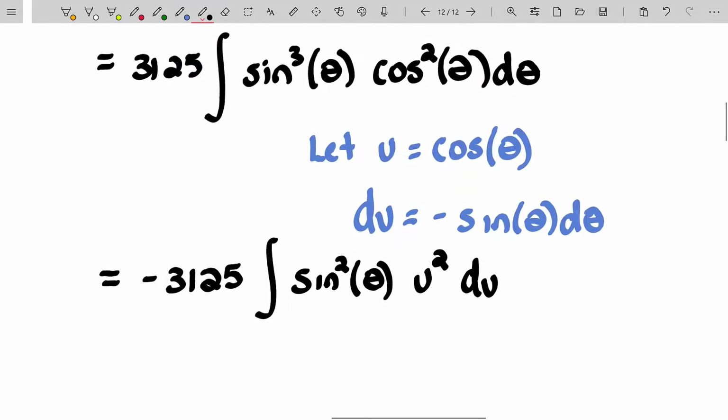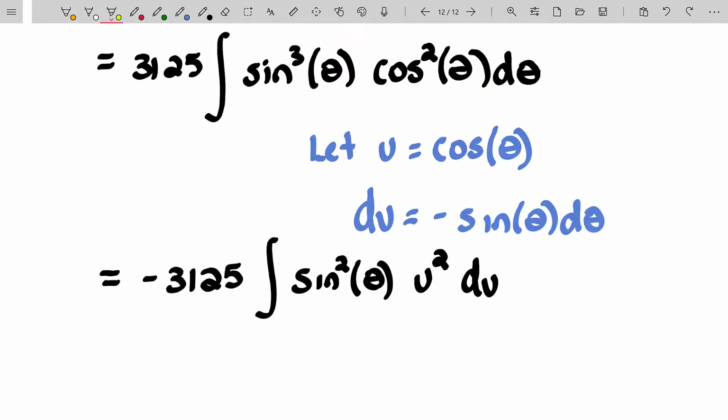And that's our result so far. So again, the cosine squared becomes a u squared. The sine of theta in d theta, a power of sine of theta and then the d theta, gets stolen away for a negative du. So I wrote the negative out front there.